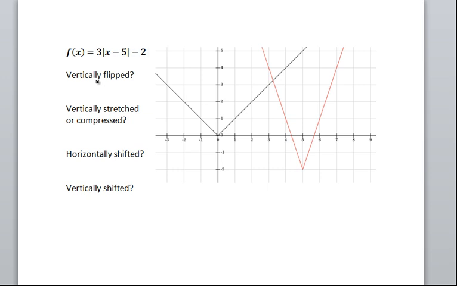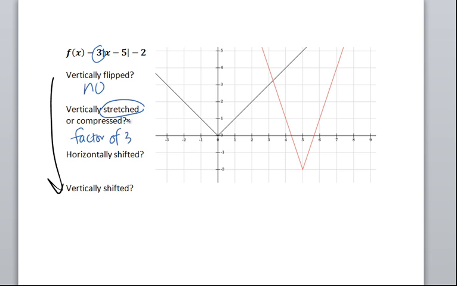And we went through and we answered these questions first. Right? I'm going to do this in blue. And so when we look at this equation, we had to pull out this information first. And this is not vertically flipped because we don't have a minus sign out in front, so I'm going to put no. Is it vertically stretched or compressed? It's definitely stretched, and that's this 3. Okay, so it's factor of 3.